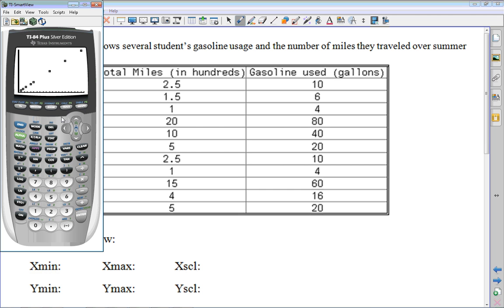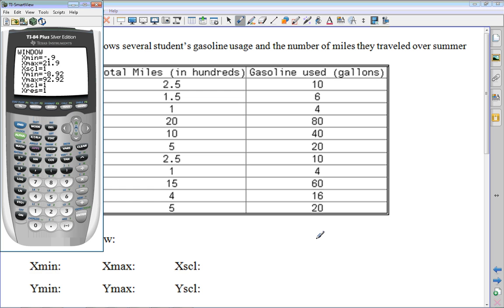Okay. I'll go back and do this, but here's a trick too: press zoom. And if you go to, let's see, where is it? Zoom 9, which is zoom stat. So zoom 9 will also give you that without having to go through and do your window settings. See now, right now it gives me those numbers.